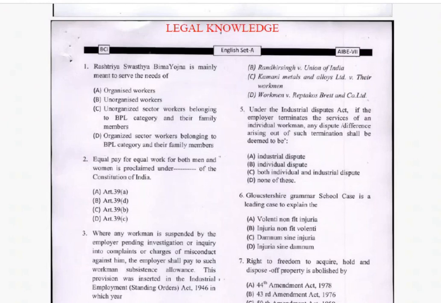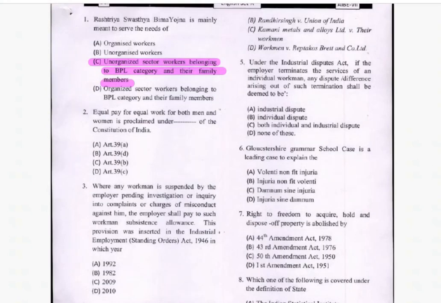Hello everyone, let us solve the 2015 paper of AIBE. The first question is: Rashtriya Swasthya Bima Yojana is mainly meant to serve the needs of. The answer is unorganized sector workers belonging to BPL category and their family members below poverty line.